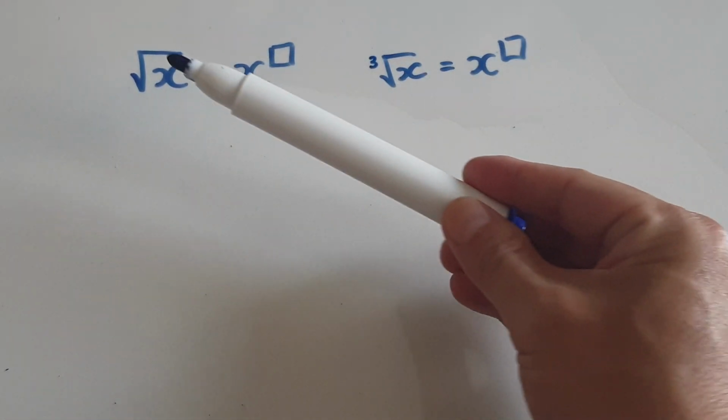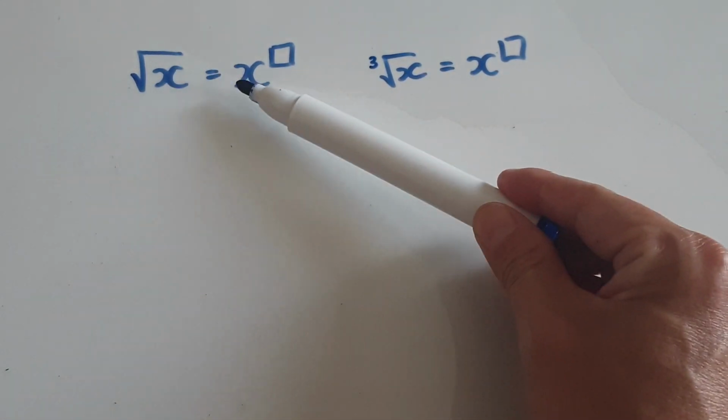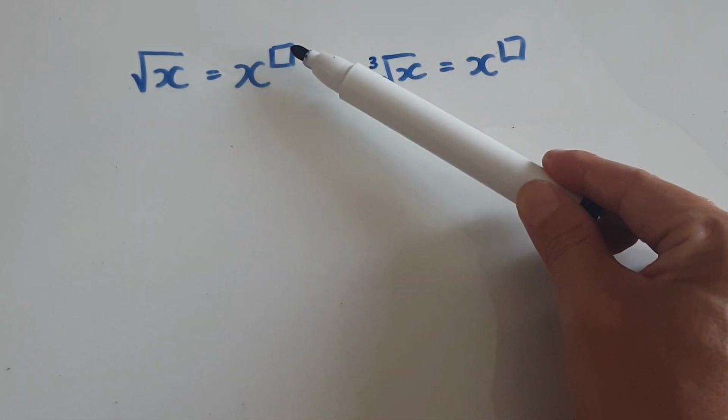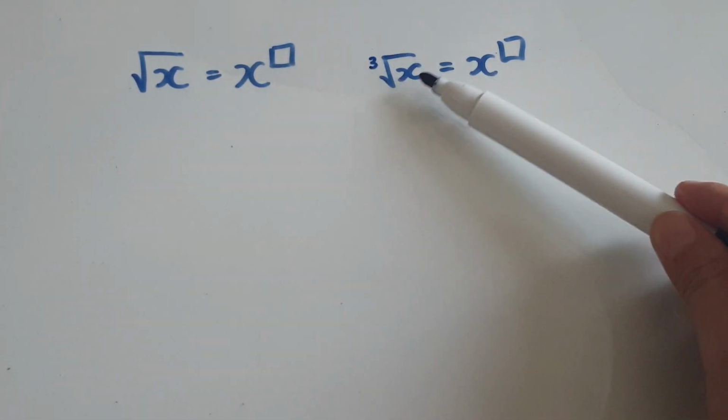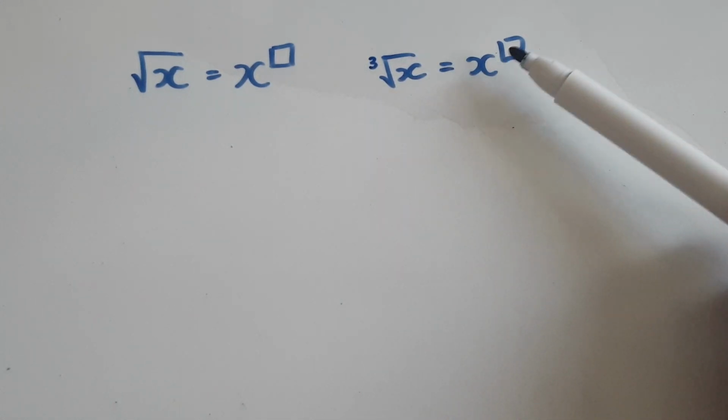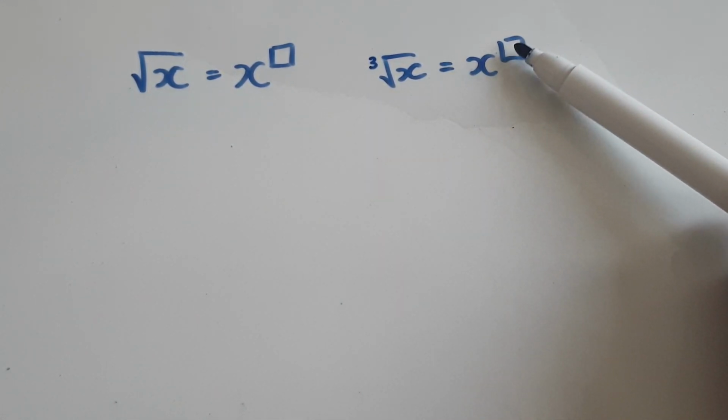Let's try and tackle this problem. So the square root of x is really x to the power of something. Our job is to work out this something. And the cube root of x is really x to the power of something. We've got to work out what that something is.